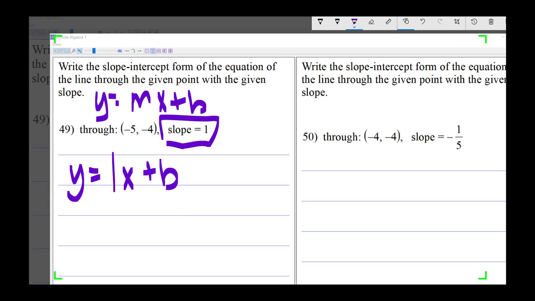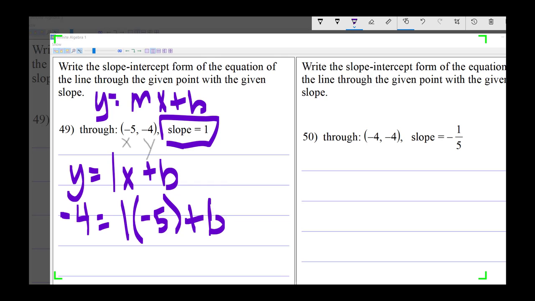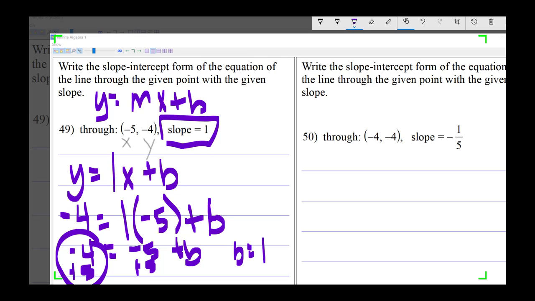So what we're going to do is take this ordered pair that we know, this is the x and this is the y, and we're going to substitute it in for x and y and then solve. So here y is equal to -4, so I'm going to put -4 there, equals, I've got 1 times now -5 plus the variable b still. This is -5 plus b equals -4. And then from there, to solve, I would add 5 to both sides. Well, once I do that, -4 plus 5 is equal to +1. So b is equal to 1 there.